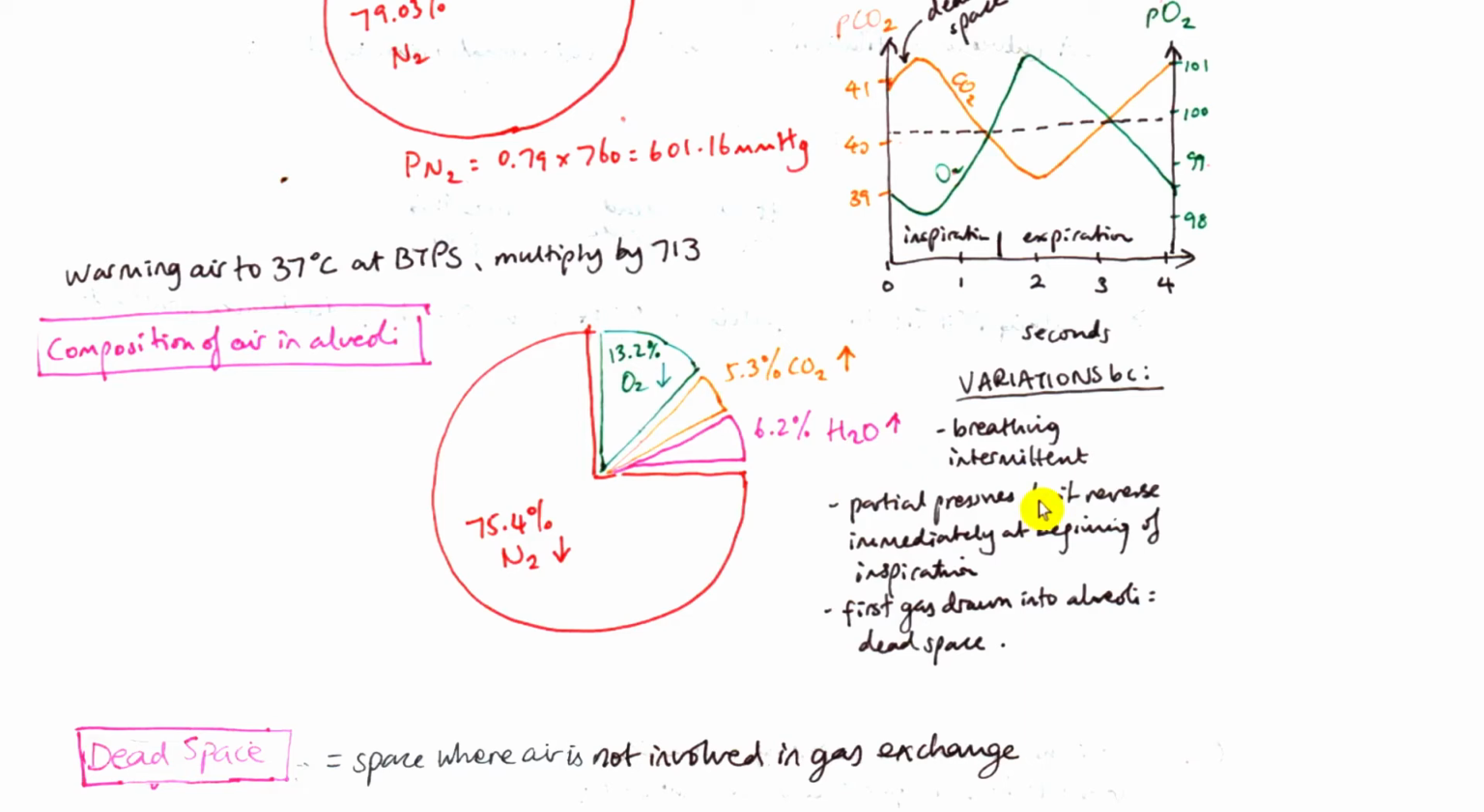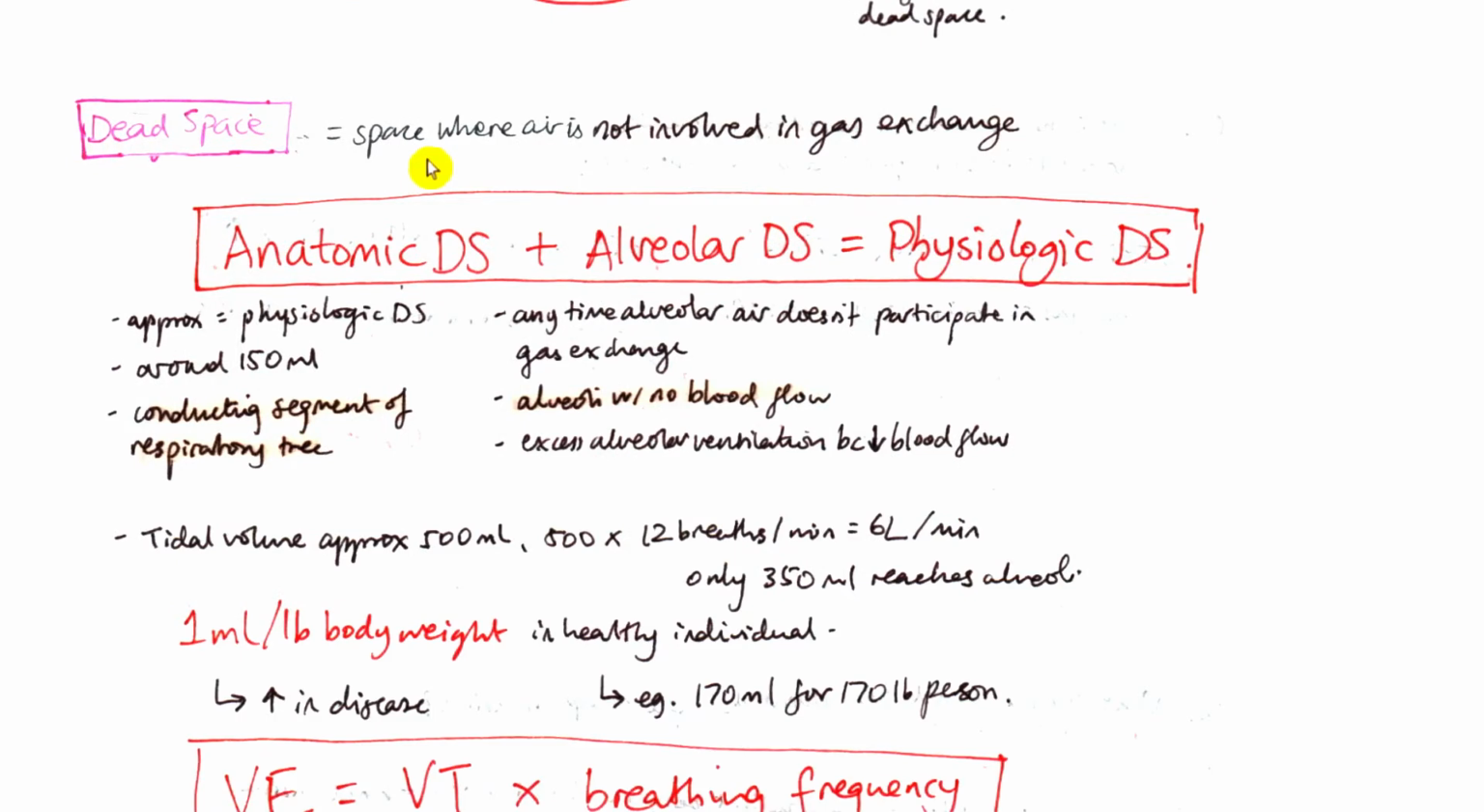There's a lot of variations because breathing is intermittent, and the partial pressures don't reverse immediately at the beginning of inspiration, and the first gas drawn into the alveoli is dead space. And what is dead space? Dead space is where the air is not involved in gas exchange. So anatomic dead space plus alveolar dead space equals physiologic dead space. That's your total dead space in your entire airway, and it's made up of these two dead spaces.